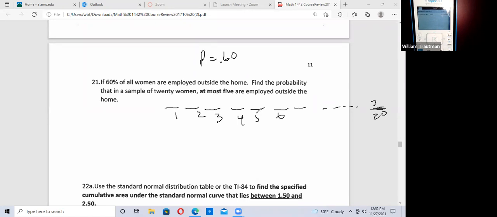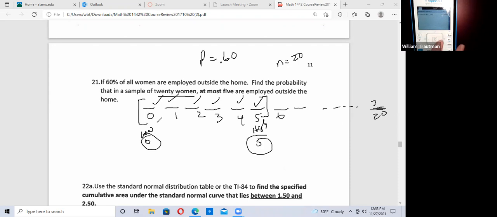At most 5. So 5 is the most. So all these numbers could happen. Oh, you could even have 0. 0 can be employed outside the home. So at most 5 is the most. So these are the numbers between 0, the lowest, and 5, the highest. So once again, n equals 20 in this case, a sample of 20 women. At most 5. So low is 0 and the high is 5, and probability is 60.